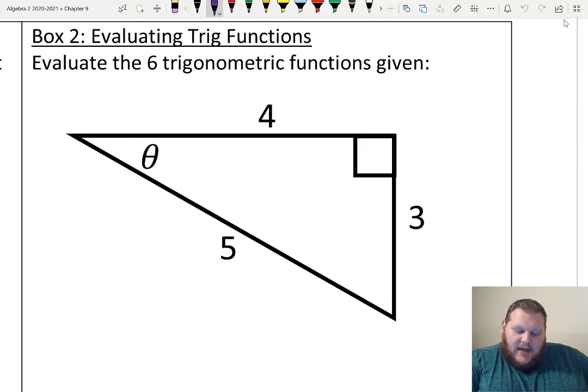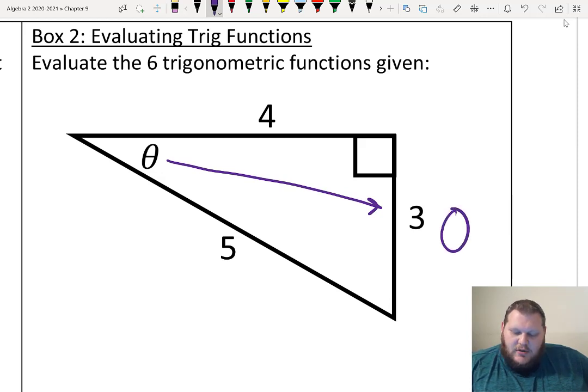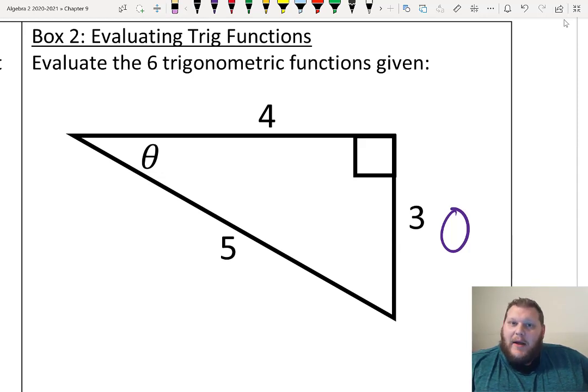So again, theta is up here on my top left side. The opposite always is across my triangle. So I have to go through my triangle to get to the opposite side. So in this case, my opposite would be 3. That means this is my adjacent, positive 4. And of course, my hypotenuse, my longest side, is positive 5.